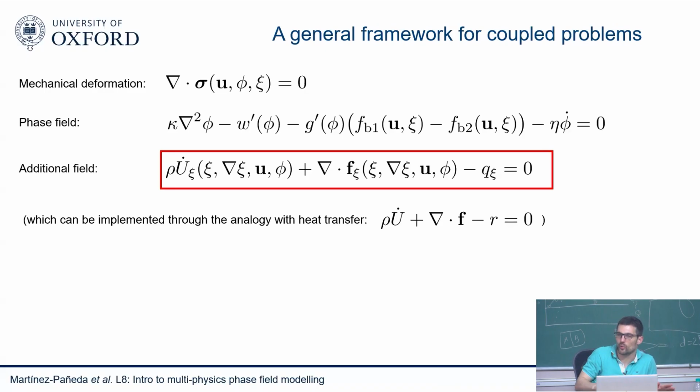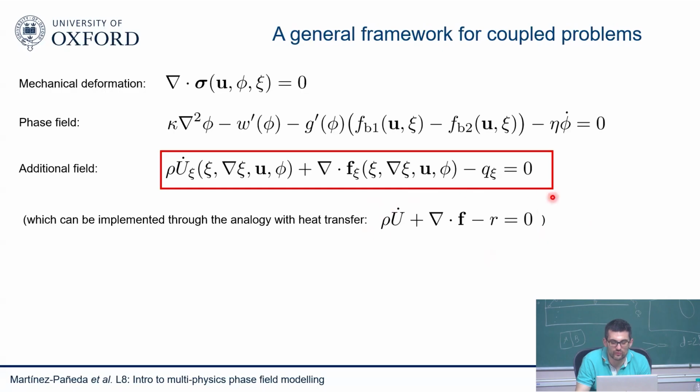So this is the general equation for any additional field. This could be a temperature, could be a pressure, it could be anything you are interested in. So this additional field, as you see, has multiple quantities. There's the quantity that I'm interested in, this chi parameter, its gradient, and it can be coupled. It could be influenced by the stresses, by the displacements, and by the phase field. And you can see that the key takeaway of this lecture today is that we can accommodate this additional field using the analogy with the heat transfer equation.